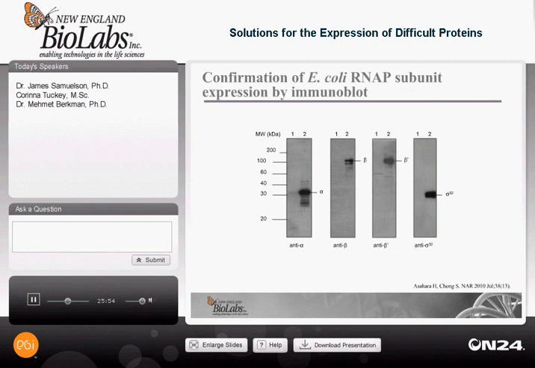Further confirmation of each subunit was confirmed by immunoblot, and this is shown in this figure where antibodies against the alpha, beta, beta prime, and the sigma 32 factor showed that these subunits were definitely expressed in the in vitro reaction.